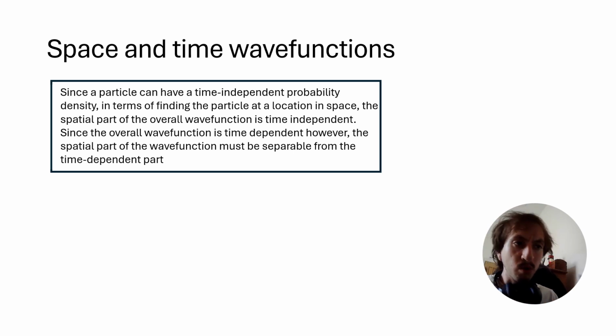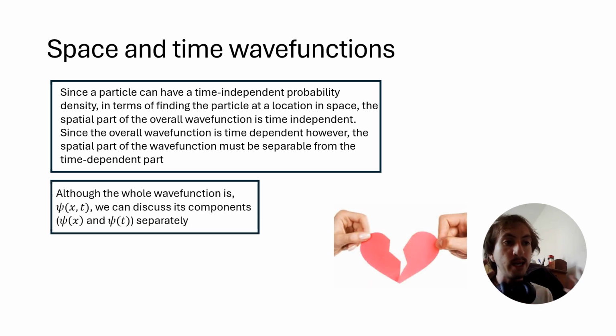But our overall wave function still has some time dependency there, and putting those two things together, we can see that clearly the spatial part is independent from the time part of our overall wave function. But the same holds in reverse. The time part is independent of the spatial part of our overall wave function. So we can clearly split our overall wave function into a spatial part, which I'll call psi of x, and the time-dependent part, which I'll call psi of t.